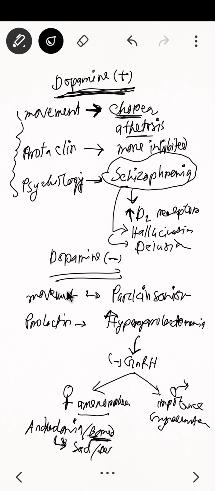And deficiency of dopamine also means less movement, that is Parkinsonism. Prolactin will increase, that means hyperprolactinemia. In case of hyperprolactinemia, it inhibits gonadotropin releasing hormone. When there is less or no gonadotropin releasing hormone, it produces amenorrhea in female and impotency and gynecomastia in case of male. Then some psychological effect of deficiency of dopamine is anhedonia. Anhedonia means feeling bored at everything, or sad or depression, etc.